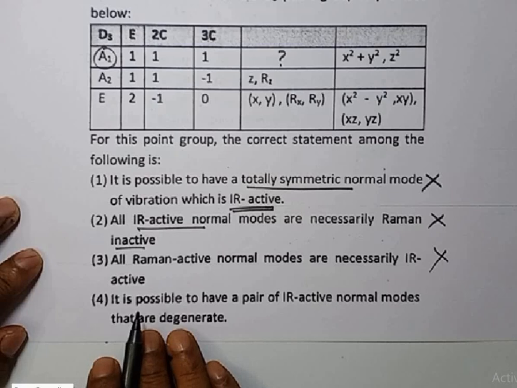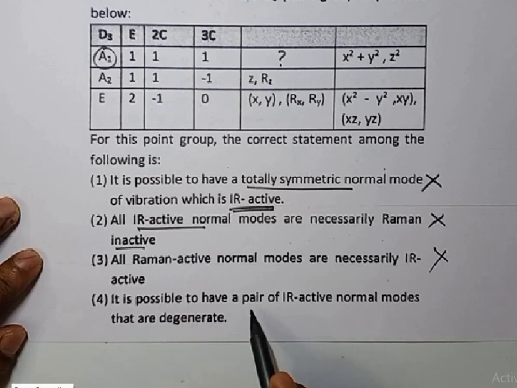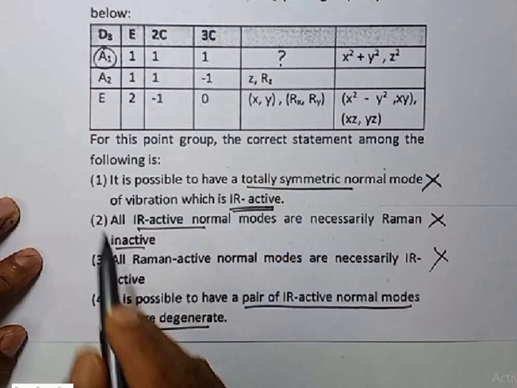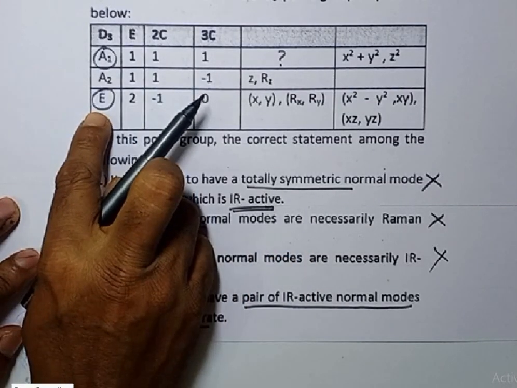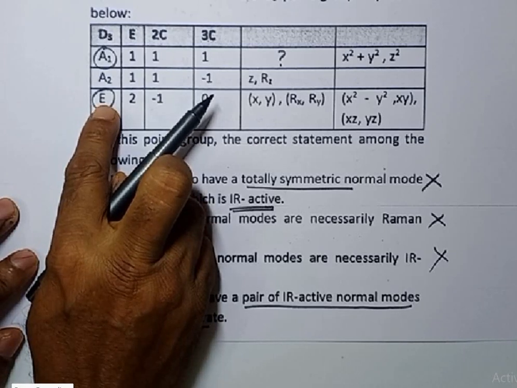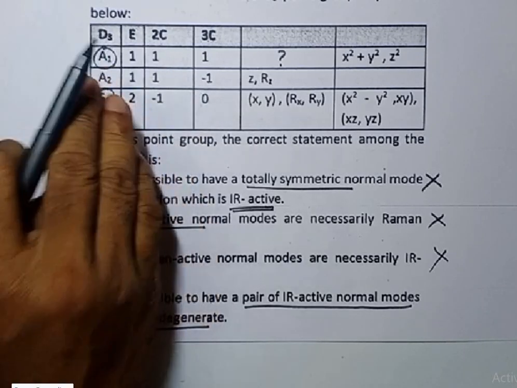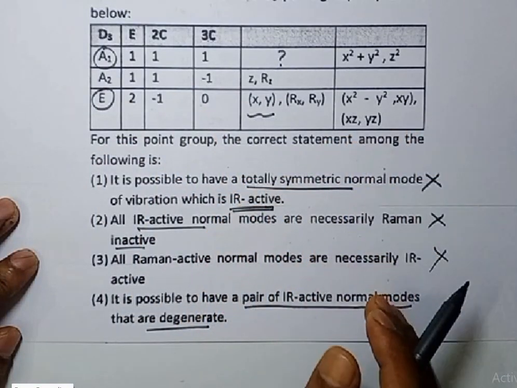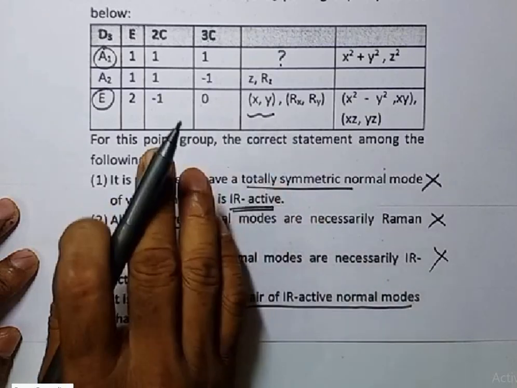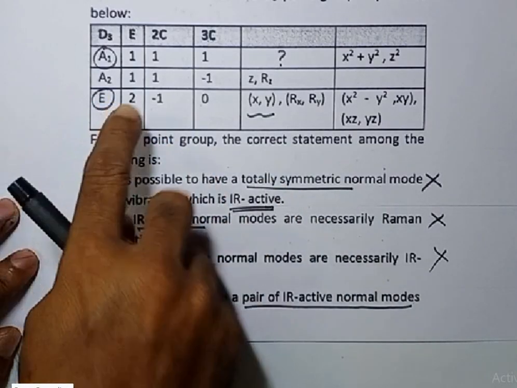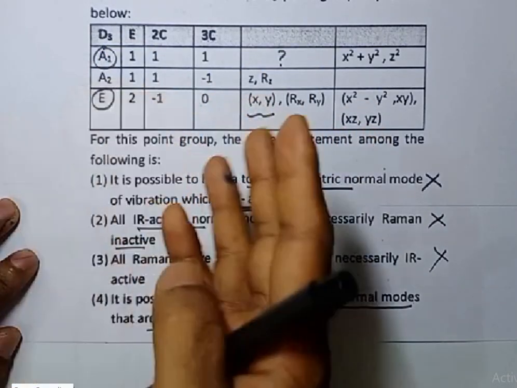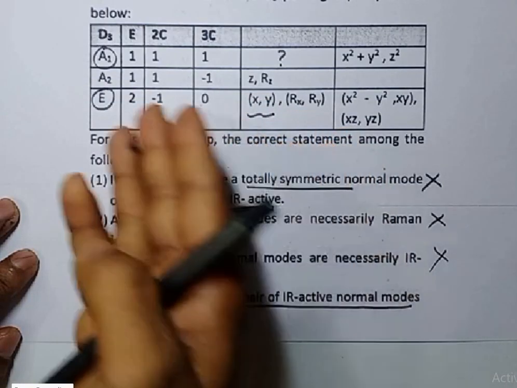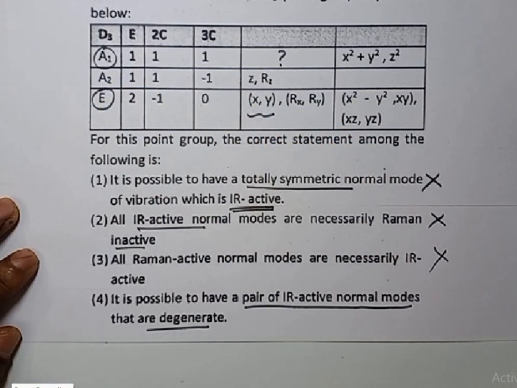See statement number 4. It is possible to have a pair of IR active normal modes that are degenerate. Yes, this is correct. Why? Because I have a two-dimensional irreducible representation. There is a possibility that two normal modes may belong to the same irreducible representation E. We call them doubly degenerate.